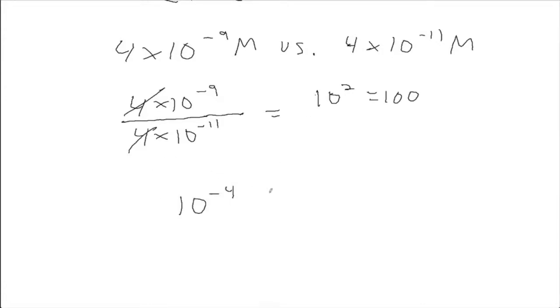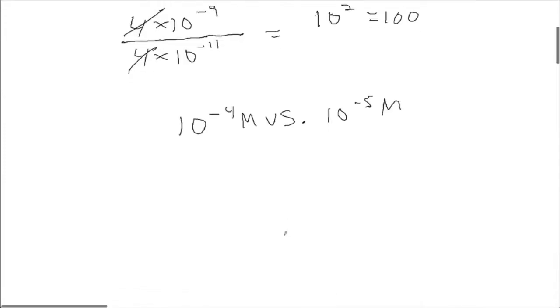So if we have, say, 10 to the negative 4 versus 10 to the negative 5 molar, how much more acidic is the first one than the second one? How would you work that out? Divide, so 10 to the negative 4 over 10 to the negative 5. So negative 4 minus negative 5 is 10 to the first, which is 10. So this is 10 times more acidic.